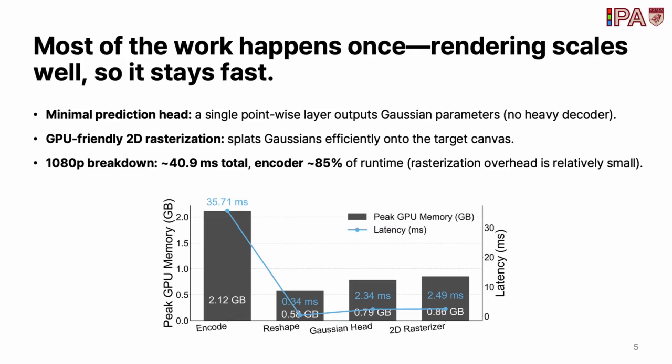Here's why GRAPE runs fast. It avoids a heavy decoder and instead predicts Gaussian parameters using a tiny pointwise head. After that, it relies on a GPU-friendly 2D rasterizer to render the output at the target resolution. For a 1080 output, the total time is 40.9 milliseconds, and roughly 85% of that is in the encoder. That means the rendering step is relatively lightweight, and the overall pipeline stays efficient even when the output gets large.